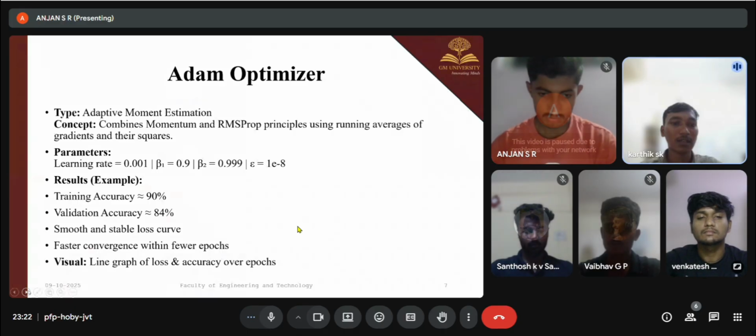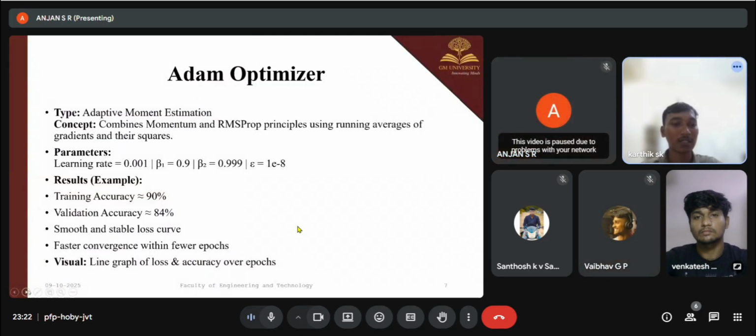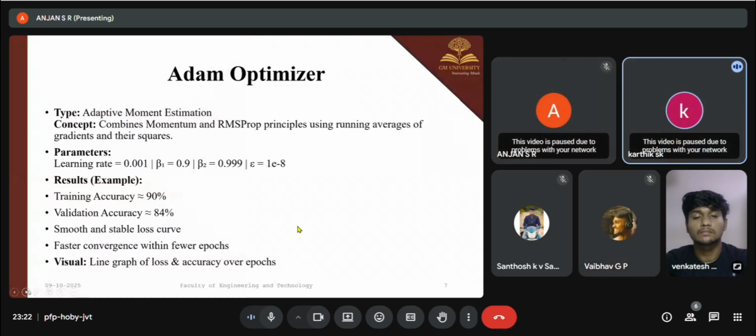Next is the result. For example, if our training accuracy is 90% and the validation accuracy is 84%, smooth and stable loss curves will be formed in the charts, and it shows faster convergence within fewer epochs, where epochs are like the batches we use in our training for a dataset.